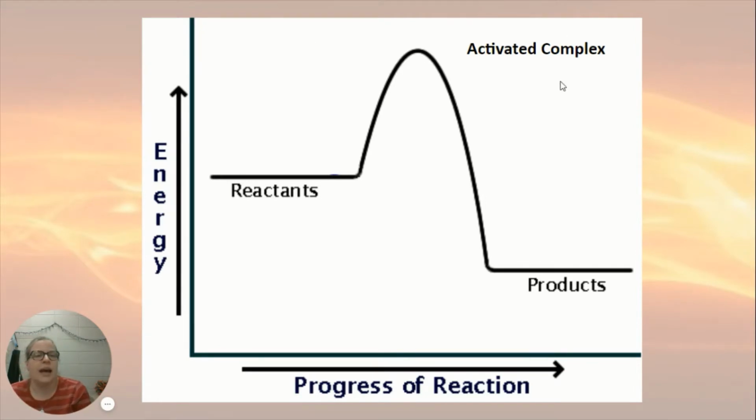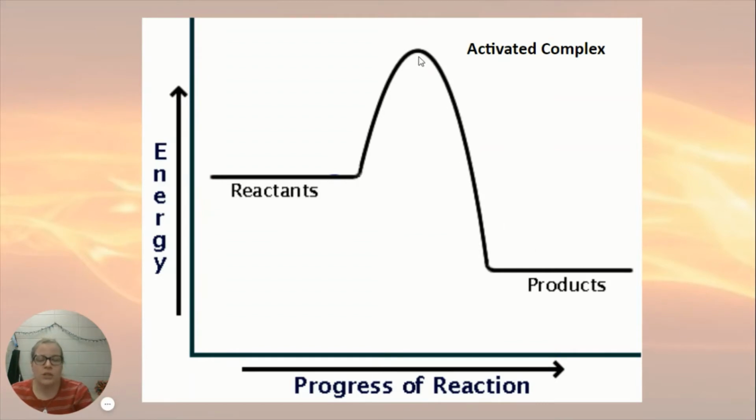Now, the activated complex is like a transition state between your reactants and products. And what can happen is if we have an activated complex, but not enough energy to get over this hump here, which we'll talk about in a second, you can actually have your reactants turn back into reactants. So your activated complex slides back down this hill. But if there's enough energy to get your reactants to the activated complex state and then down the hill, you're going to create your products, okay?